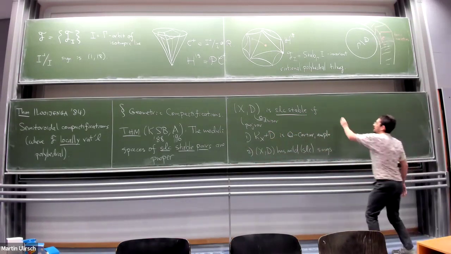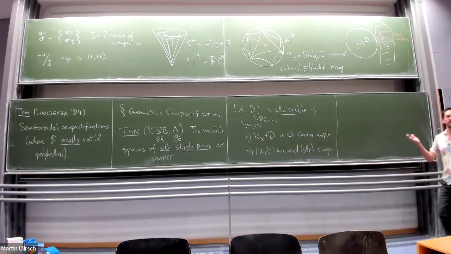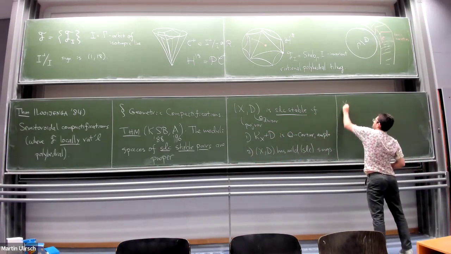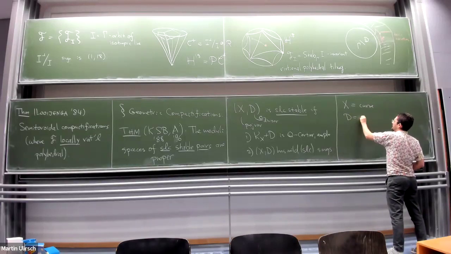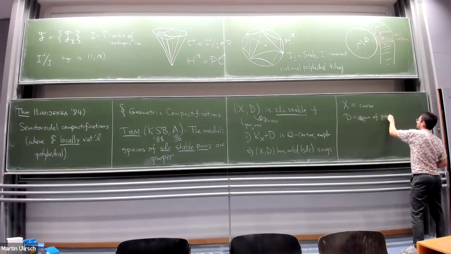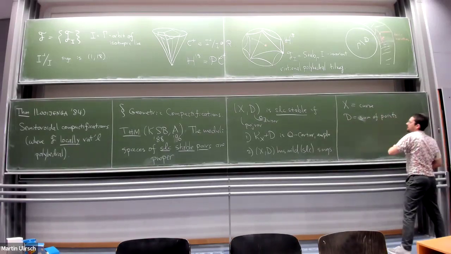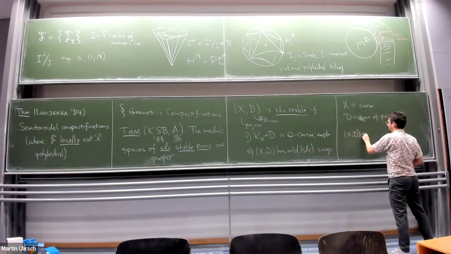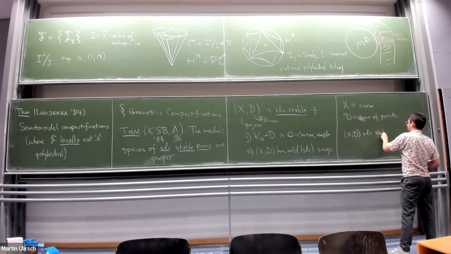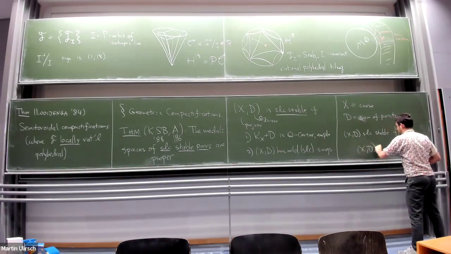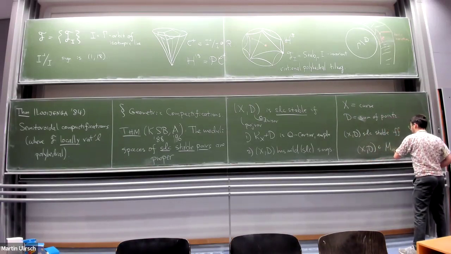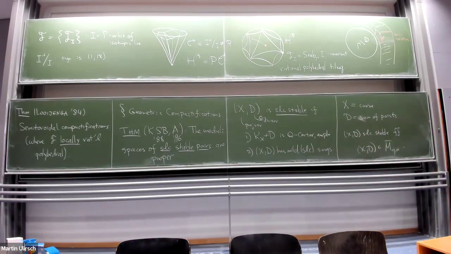And so instead of giving a general definition, let me give some specific examples of SLC stable pairs. So for instance, if X is a curve and D is a sum of points, then (X, D) is SLC and stable if and only if (X, D) is in some M_{g,n} bar.